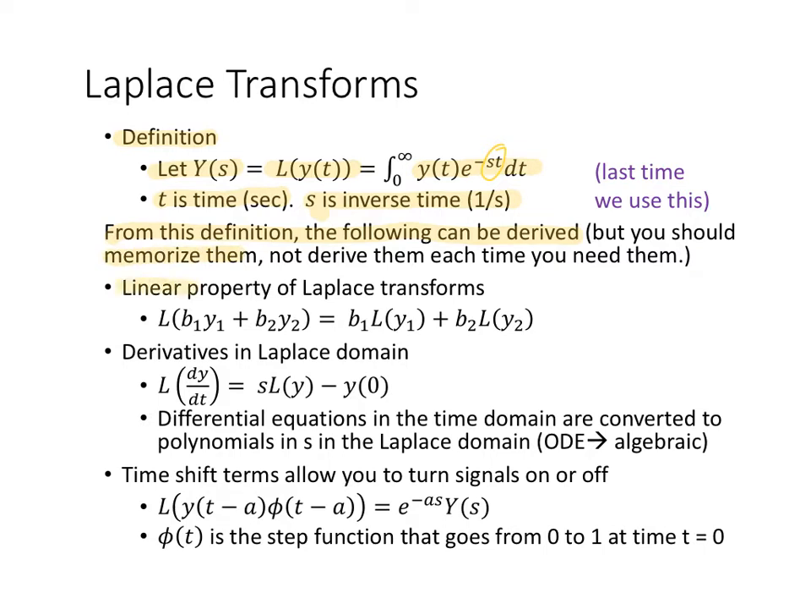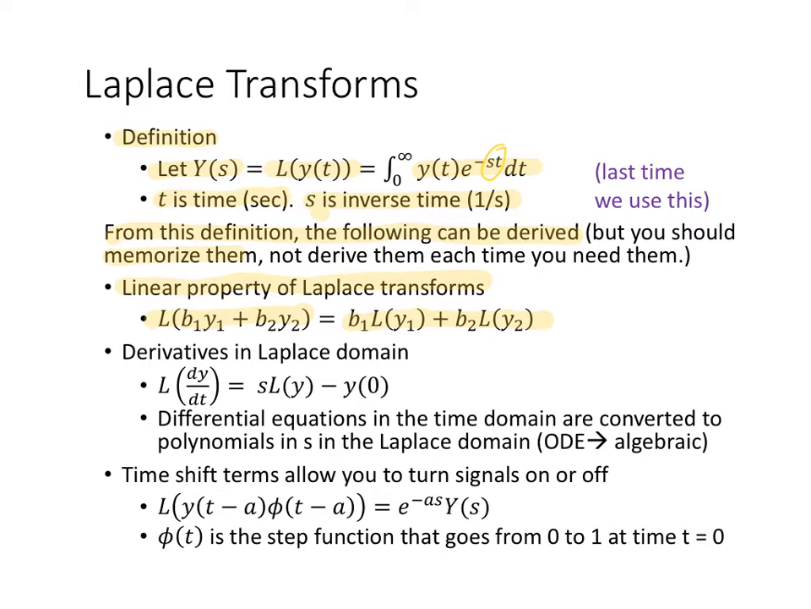The first critical property is that Laplace transforms are linear. That is, the Laplace of a constant times a function is the constant times the Laplace of the function, and the Laplace of the sum of two different functions is the sum of the Laplace of the two functions.